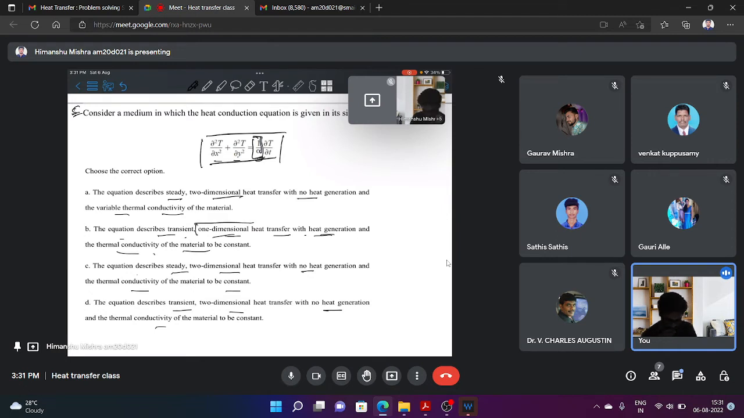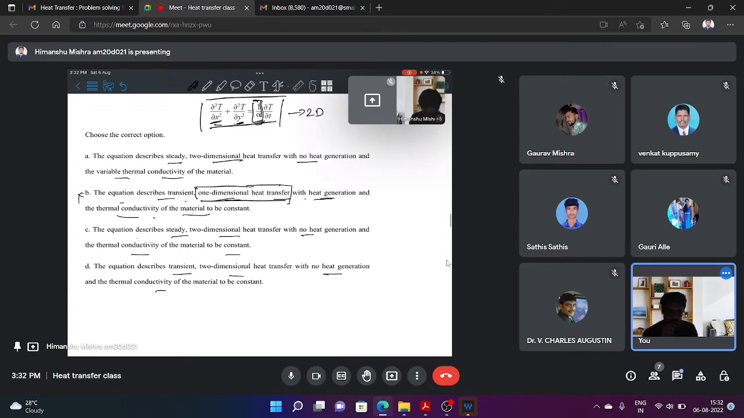So in option B, it is given as one-dimensional heat transfer, but there is heat transfer in the x direction as well as in the y direction. So we can remove option B because this equation is written in two-dimensional version. So we have now C and D options according to the options you have selected.